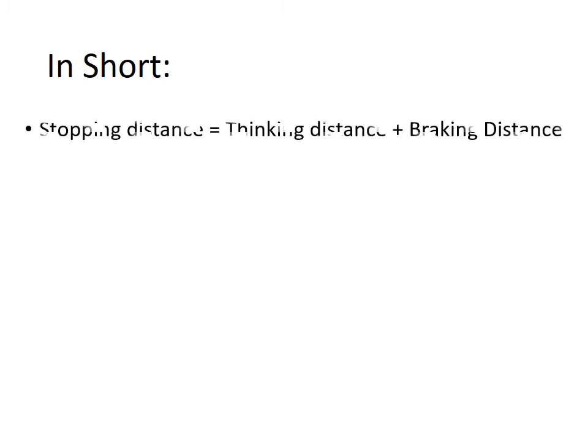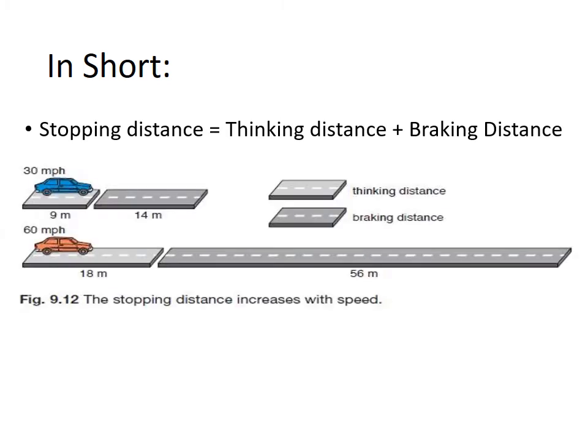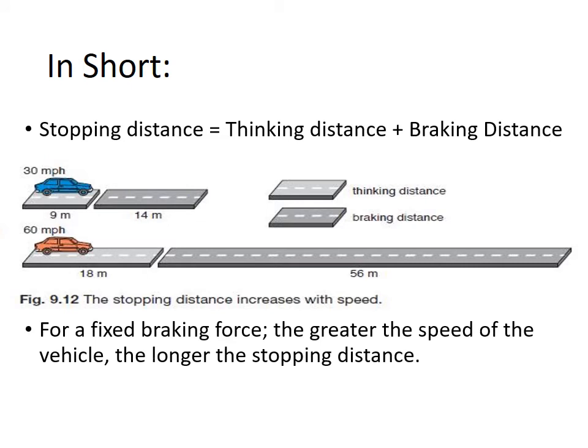So we can summarize this in a simple equation: stopping distance is equal to thinking distance plus braking distance, and we have this second kind of factor that if we increase the speed, then the stopping distance is going to increase. And so if we think about a vehicle having a fixed braking force, which is the amount of force that the car is going to be able to apply when you put on the brakes, then what that means is that the faster the car is travelling, the longer the stopping distance is going to be.